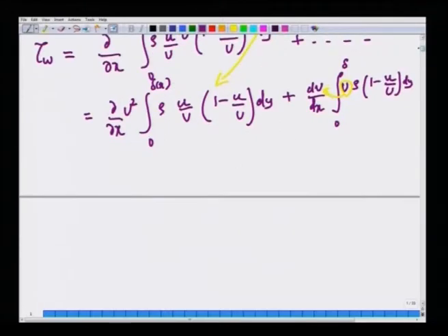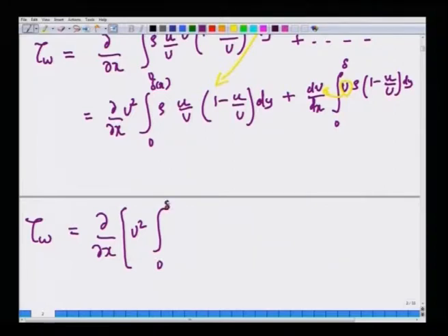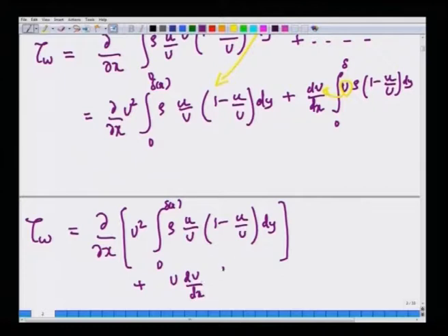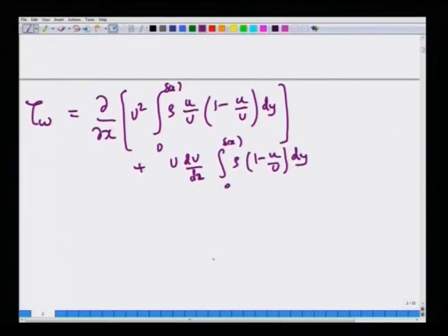That yields us the final expression for wall shear stress: d dx of u squared integral 0 to delta of x rho u by u times 1 minus u by u dy, plus u du dx. Since u is independent of y, we can pull it outside the integral 0 to delta of x rho times 1 minus u by u dy. So, this is the final expression for wall shear stress.